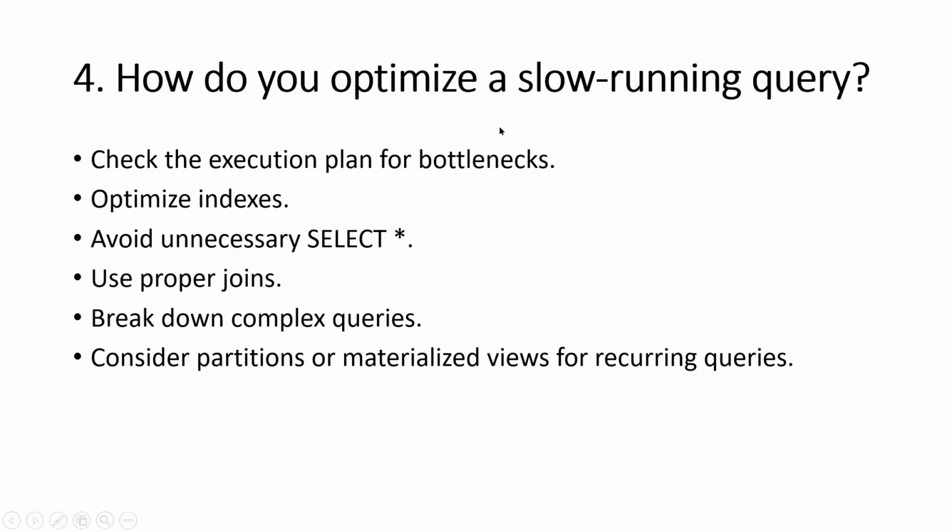How do you optimize a slow running query? See, this is the most common question in terms of performance. So you need to check the execution plan first for bottlenecks. Then you need to optimize indexes, avoid unnecessary select star, use proper joins, break down complex queries, and you need to consider partitions or materialized views for recurring queries.